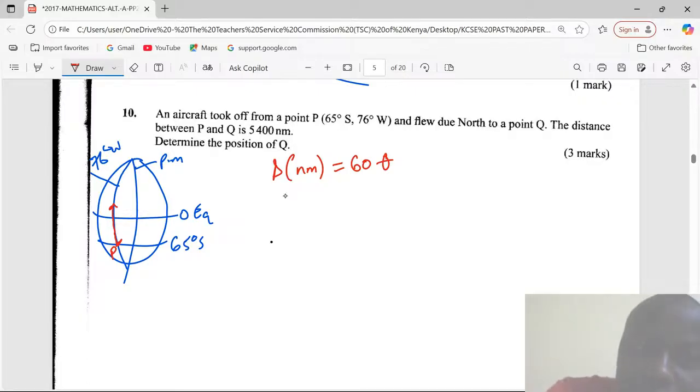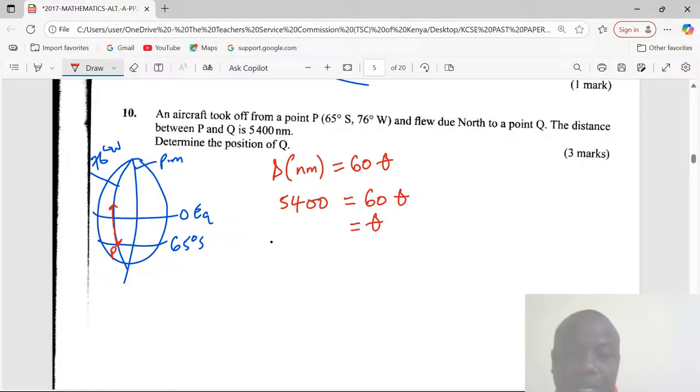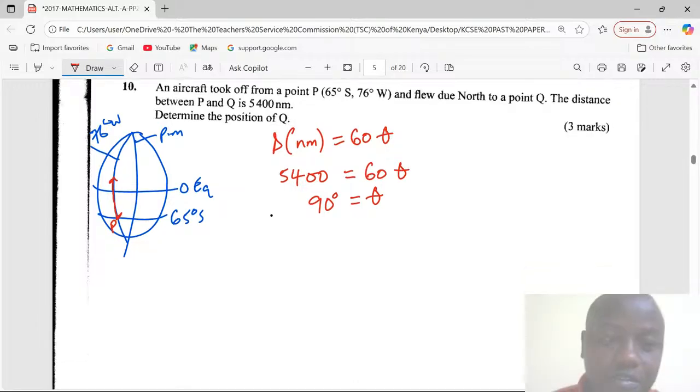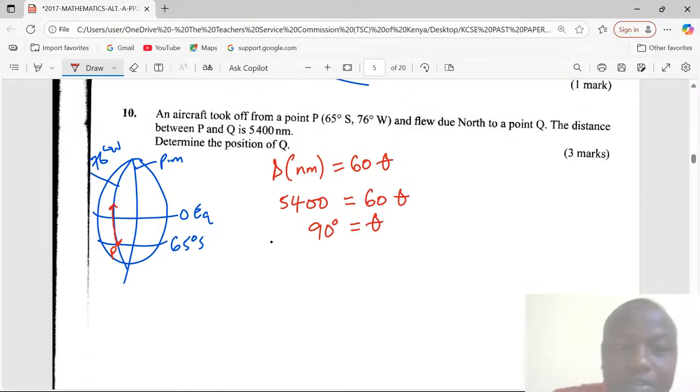Therefore, 5400 nautical miles equals 60 multiplied by the angle theta. So how do we get the latitude difference from P to Q? We take 5400 and divide by 60. Ladies and gentlemen, I'm getting exactly 90. So there is an angle difference of 90 from P to where Q is. Remember, we are moving from 65 in the south, and we are supposed to cover an angle difference of 90.